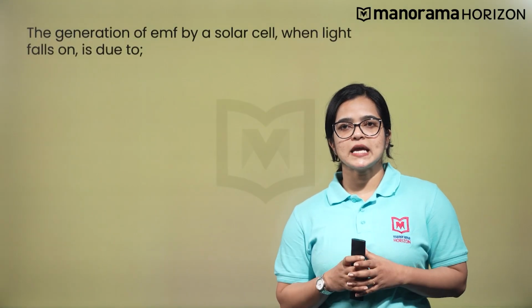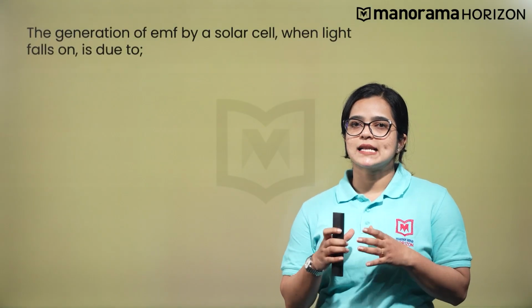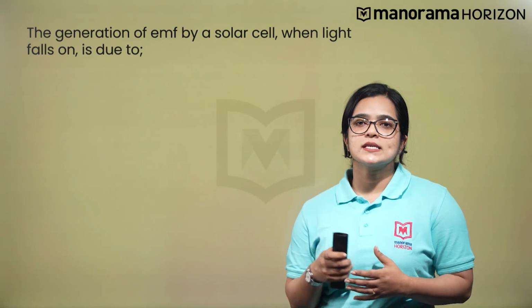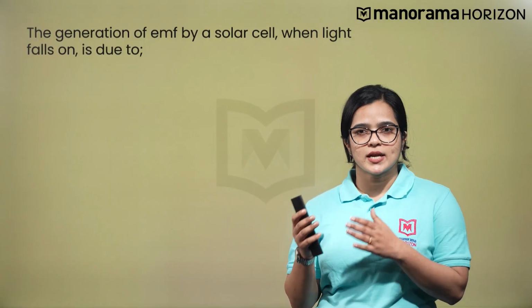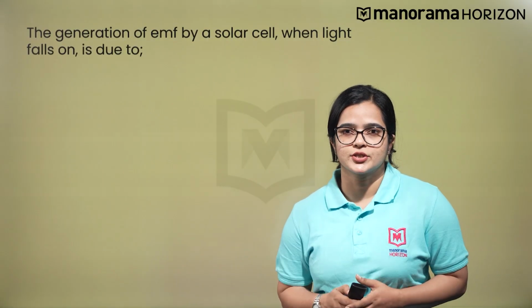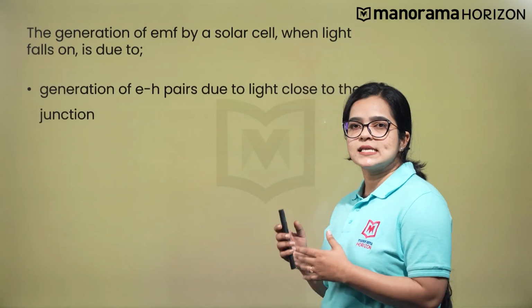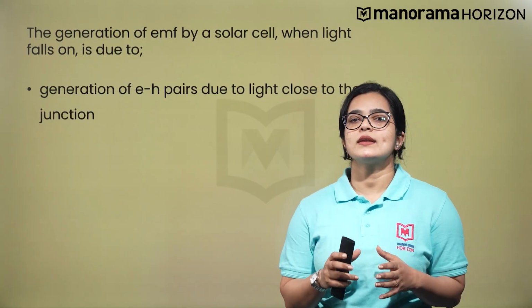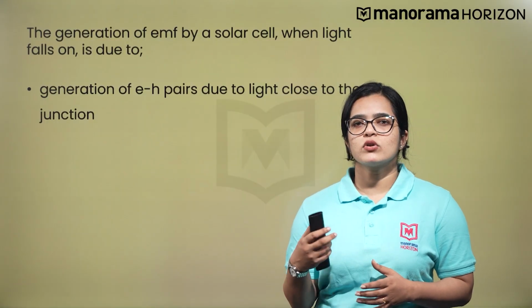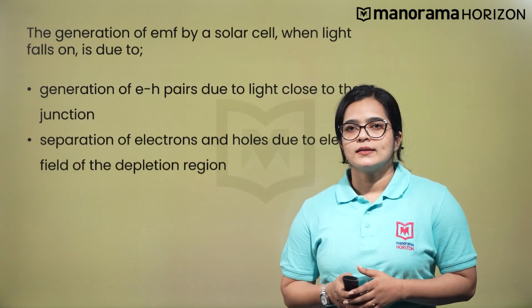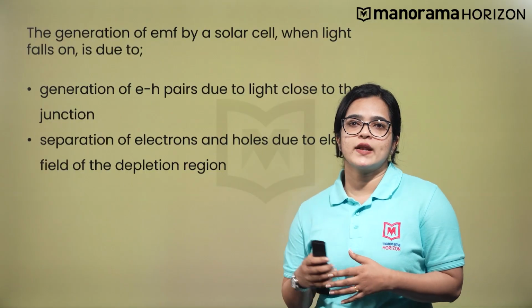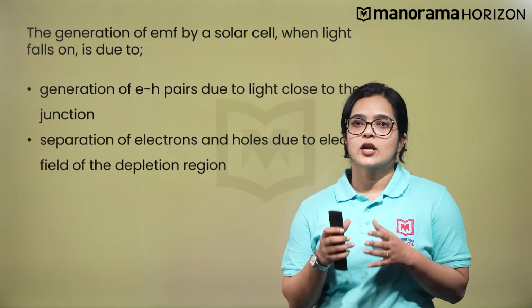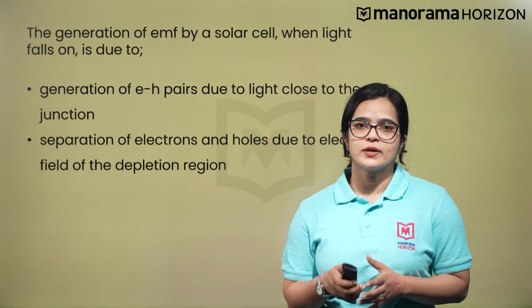The generation of EMF by a solar cell as light falls on it is basically due to the following three basic processes: generation, separation and collection. Step 1 is the generation of electron-hole pairs due to the light with energy greater than the band gap, at or close to the junction. Then there is a separation of electrons and holes due to the electric field of the depletion region. The electrons will be moved to the N side and holes to the P side.